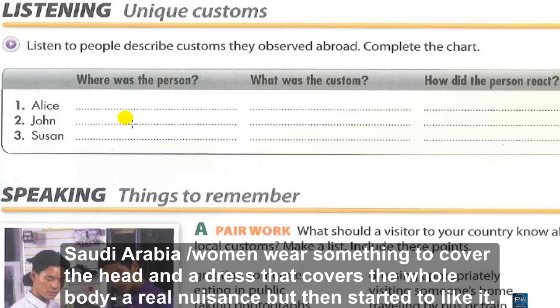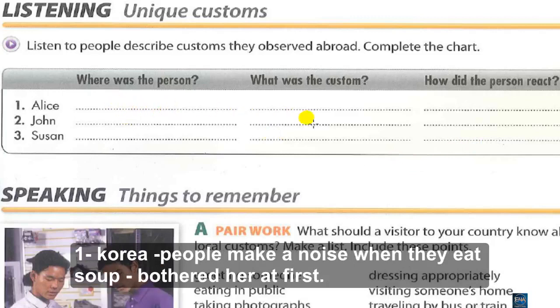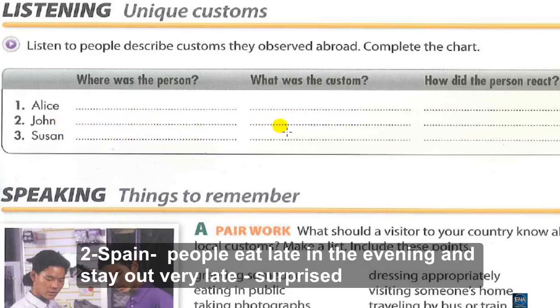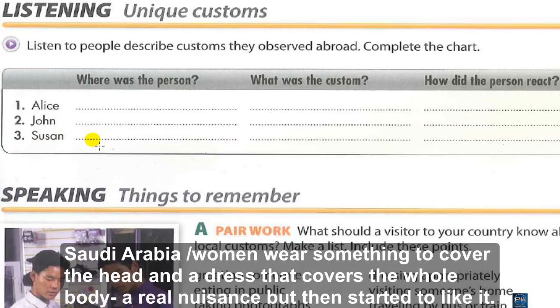So again, the answers. Number 1, Alice, Korea. People make noise when they eat soup. Bothered her at first. 2, Jean, Spain. People eat late in the evening and stay out very late. Surprised. 3, Susan, Saudi Arabia. Women wear something to cover the head and a dress that covers the whole body. At first, a real nuisance, but then started to like it.